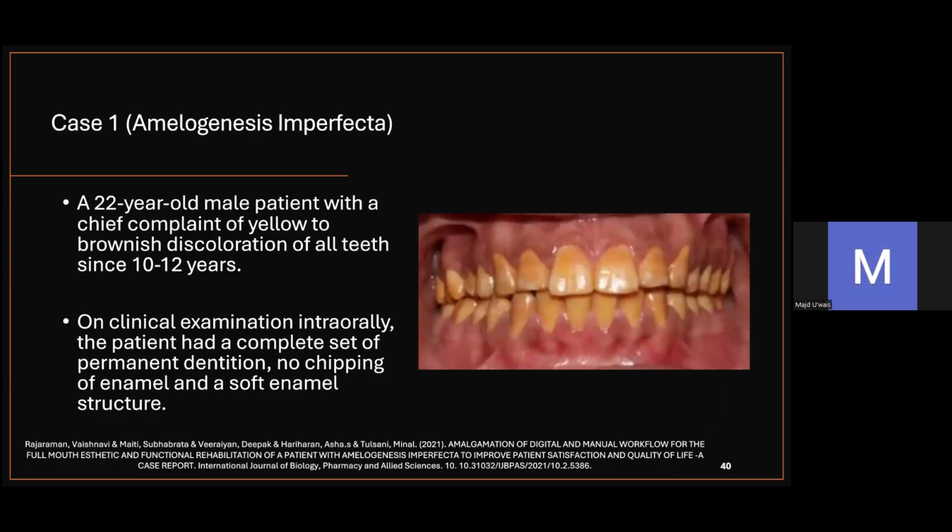This case is about a 22-year-old male patient with a chief complaint of yellow to brownish discoloration of all teeth for 10 to 12 years. Upon clinical examination, the patient had a complete set of permanent dentition, no missing teeth, no chipping of enamel, and a soft enamel structure.